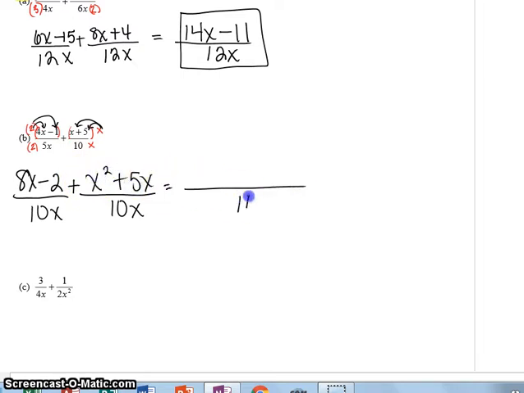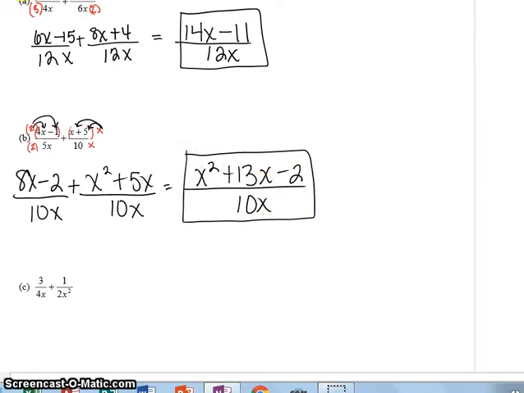So I keep and carry the 10x on the bottom and combine like terms. Nothing combines with the x squared, so it just stays x squared. Then I have 8x plus 5x is 13x. And then I have minus, oops, forgot my x, minus 2. Okay? This is not factorable. Yes, you could use the quadratic formula, but that's not going to reduce anything. So that one is done.